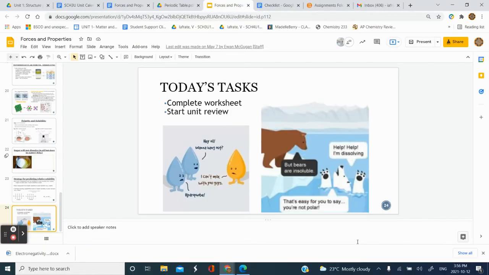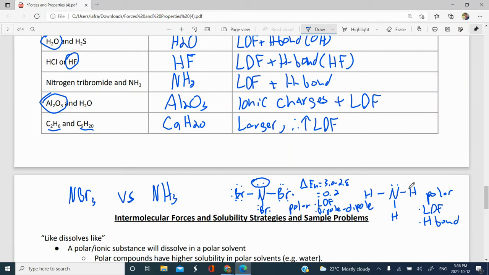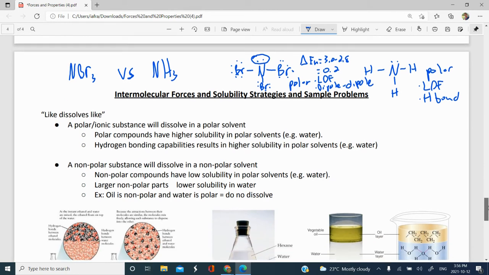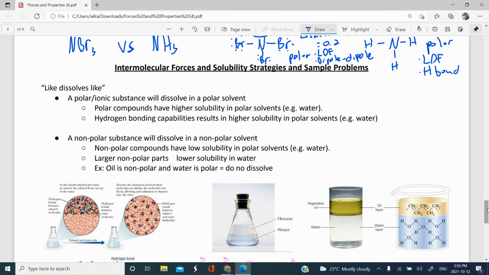So let's go ahead and fill in our blanks and recap some of the important information that we just saw. So we were taking a look at the rule that like dissolves like. Polar solvents dissolve polar things because you have more hydrogen bonding capabilities with polar solutes. Non-polar substances will dissolve in non-polar solvents. And generally, the larger your non-polar parts, the lower your solubility is going to be in water. So oil is nonpolar, NP. That's why it will not dissolve in polar water.